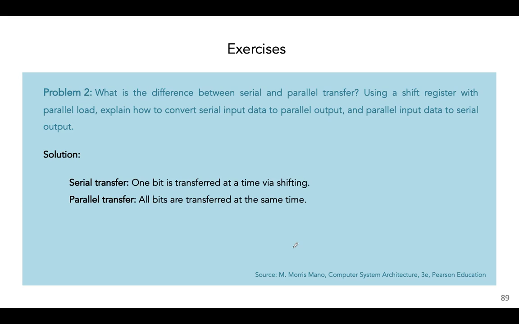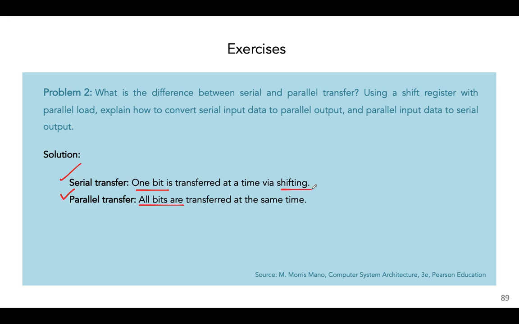The difference between serial and parallel transfer, you know that already. In case of a serial transfer, 1 bit is transferred at a time and shifting is involved. In case of parallel transfer, all bits are transferred at the same time. Now this transfer pertains to both input and output. Serial input as well as serial output, parallel input as well as parallel output. The point is, in case of serial transfer, 1 bit at a time. In case of parallel transfer, all bits at the same time. And since it is 1 bit at a time, shifting is involved.